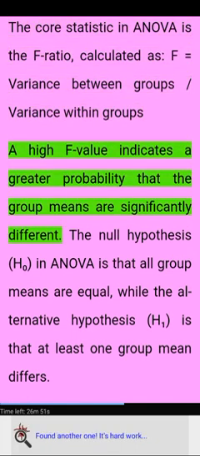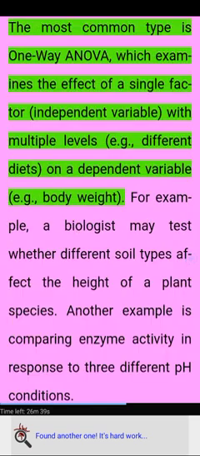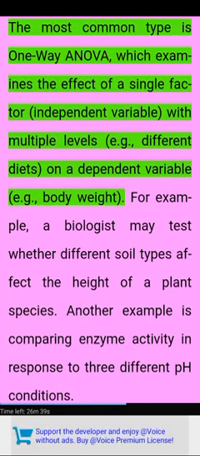A high F value indicates a greater probability that the group means are significantly different. The null hypothesis H0 in ANOVA is that all group means are equal, while the alternative hypothesis H1 is that at least one group mean differs. The most common type is one-way ANOVA, which examines the effect of a single factor (independent variable) with multiple levels, e.g., different diets, on a dependent variable, e.g., body weight.